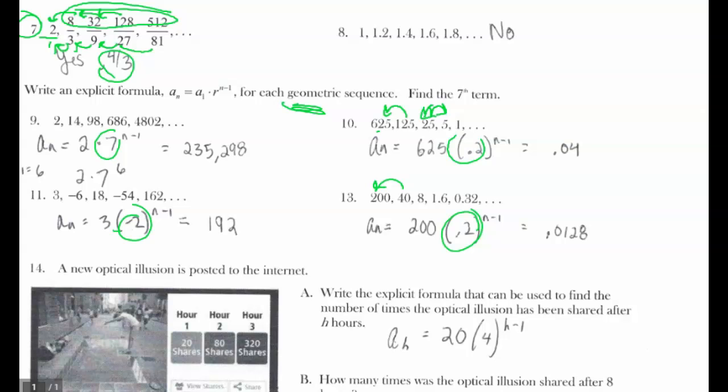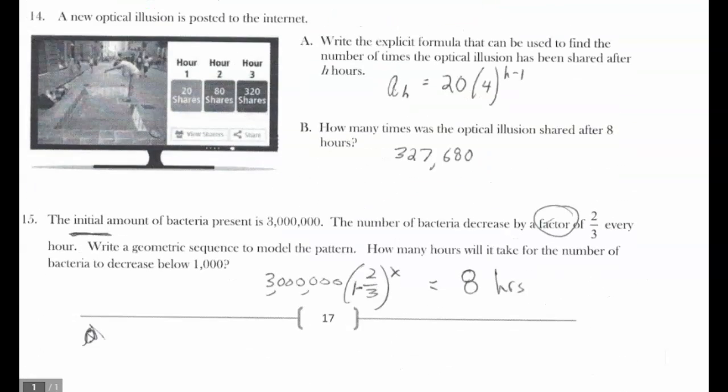Looks like everyone got number 12 wrong because it's not on your review. So good job on that. Kidding.